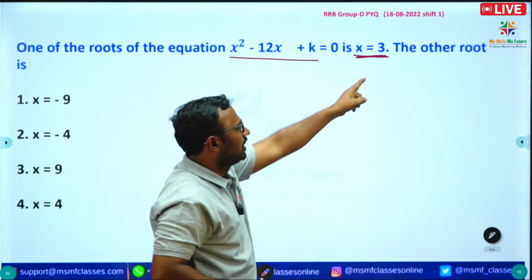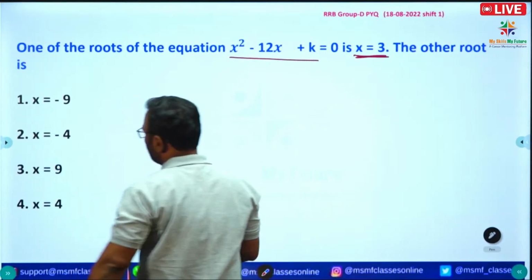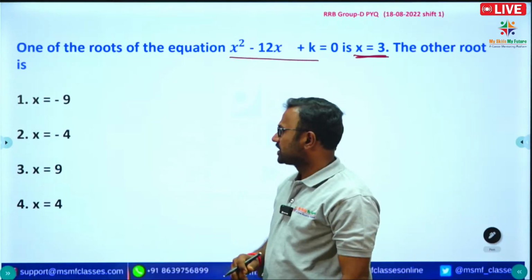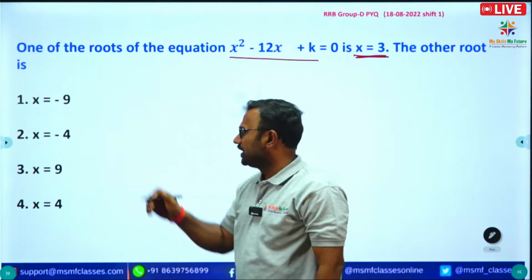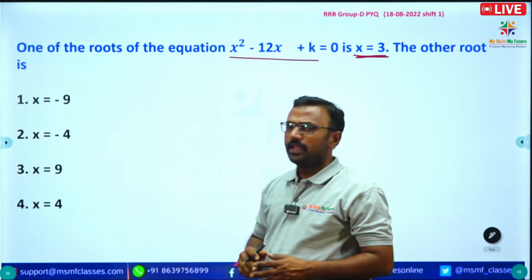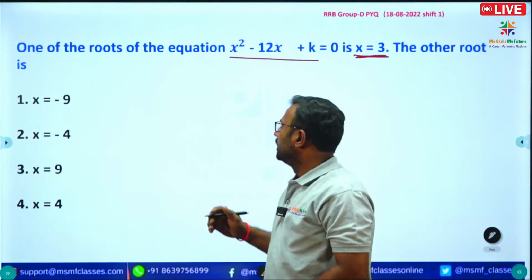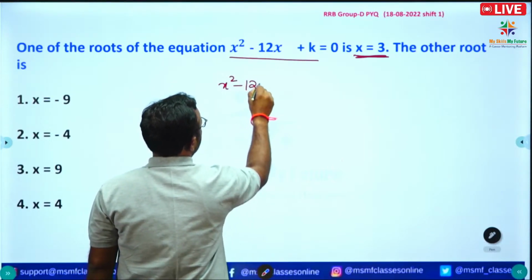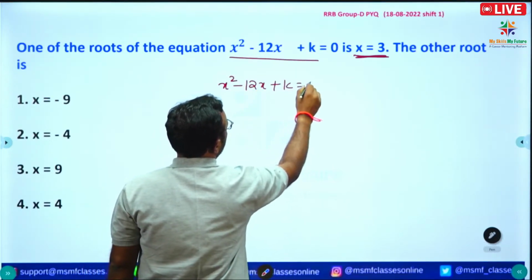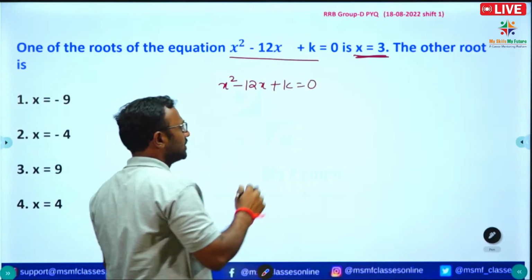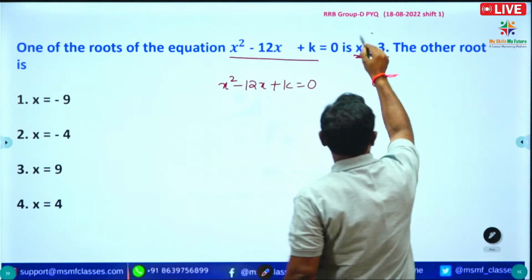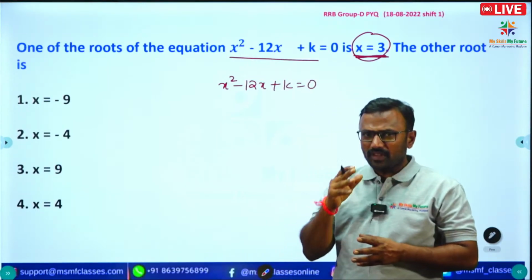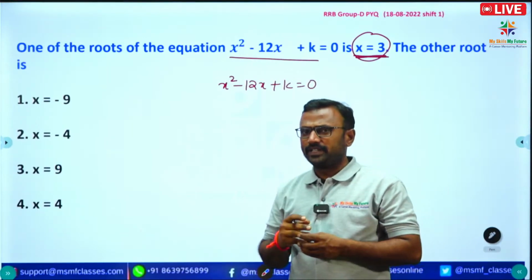Here the options are: option 1, x equals minus 9; option 2, x equals minus 4; option 3, x equals 9; option 4, x equals 4. The given equation is x square minus 12x plus k equals 0, and they gave one root value. So we know the two important things of a quadratic equation.